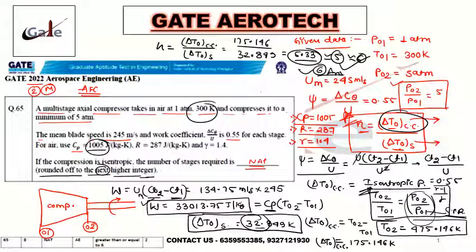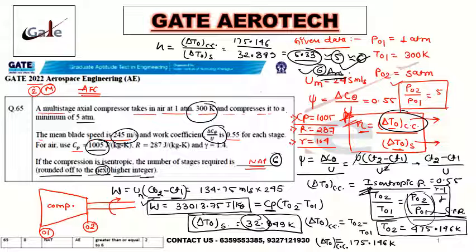6 becomes your answer. That means for getting 5 atm pressure at the exit, if you want a compressor pressure ratio of 5, you need 6 stages depending on all these given values. So fit this value in your answer sheet as 6. You will get 2 marks in your exam. So I hope you got this.